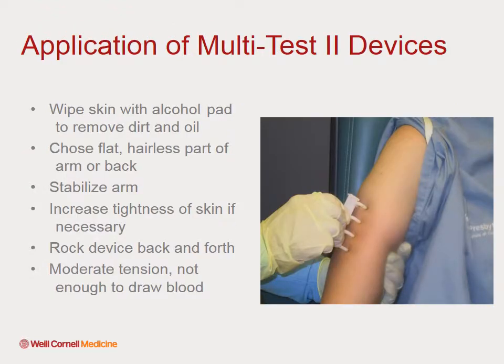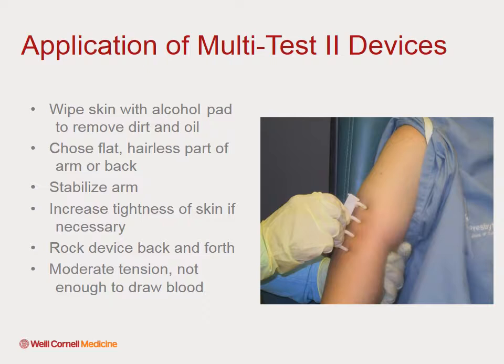So placing the Multi-Test 2 device, you want to wipe the skin with an alcohol pad, and that removes any dirt or allergens or oil. And then you want to choose a flat, hairless part of the arm or the back. It's best to stabilize the arm by placing the hand underneath the arm, and also you can provide a little counter traction to increase the tightness of the skin. That can make it easier to apply the device, particularly in a patient who has a bit looser skin.